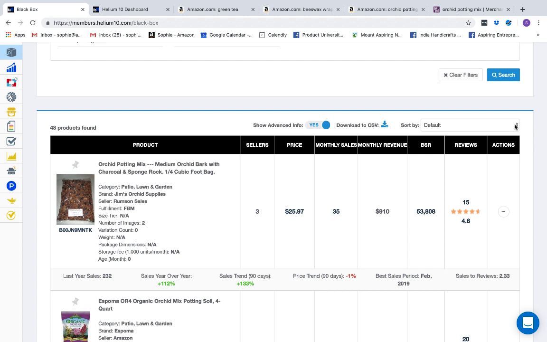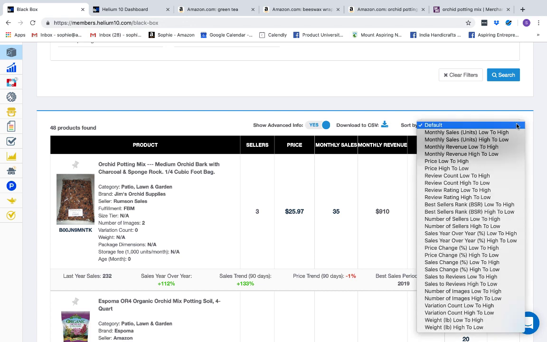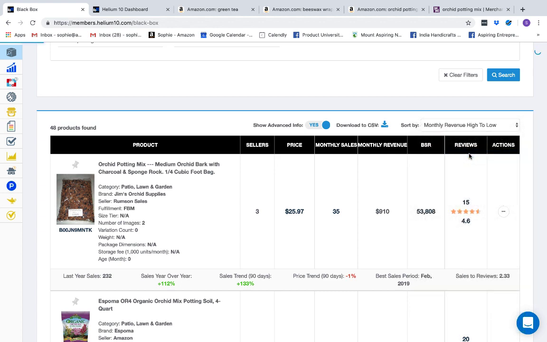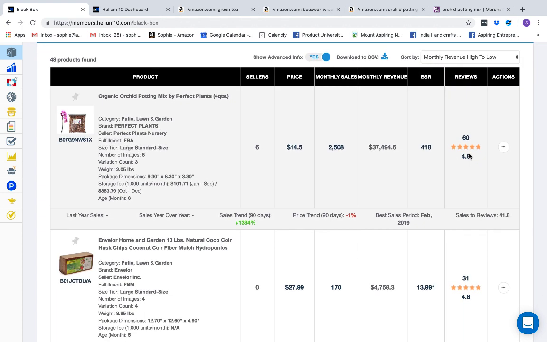So I always sort this not by the default, but by monthly revenue, high to low. And there's lots and lots of fancy things you can do here, but really I just want evidence that somebody's making good income from that search term. And at this stage, I don't know their profit margin. I don't know what the cost of the product is, but I like to see that the top line of sales is strong for those top sellers. So anything over $5,000 a month, I'm happy to go with.